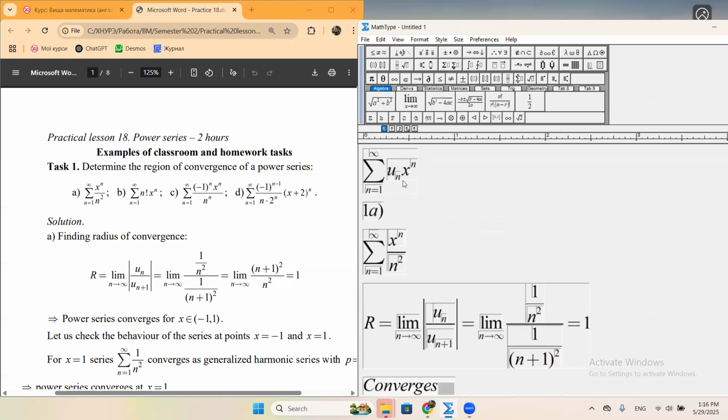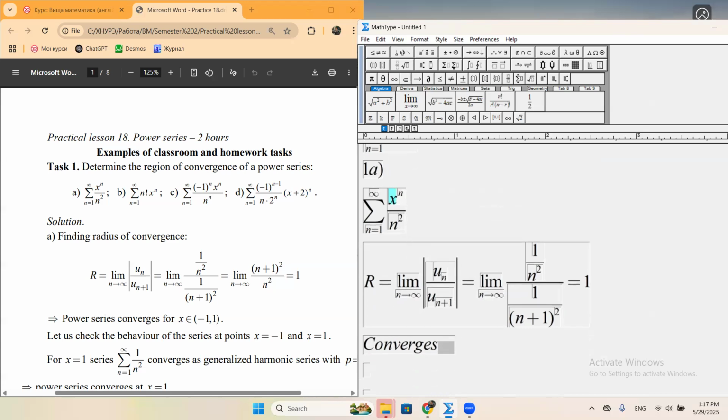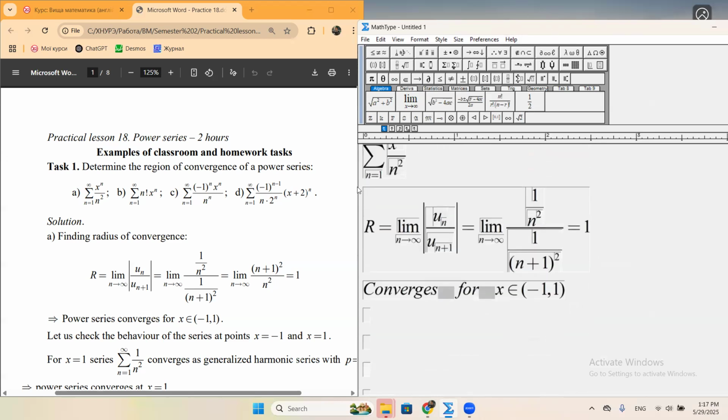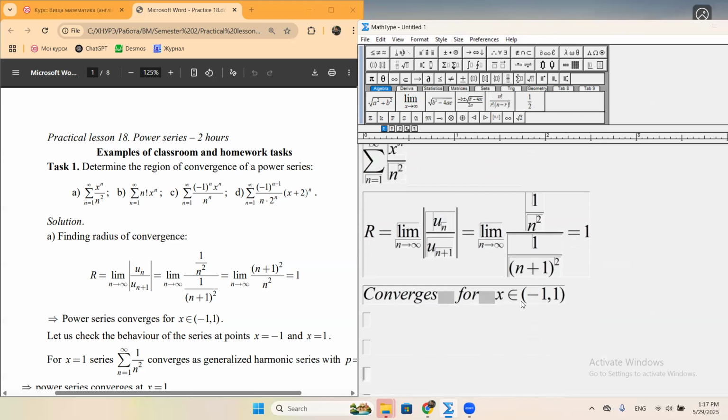Actually, here it is x minus 0. But if it was x minus a, we would have looked at the region from 1 minus a to 1 plus a. And here we investigate the region -1, 1. So we know that in this interval the series converges, but now we need to investigate the edges of this series.